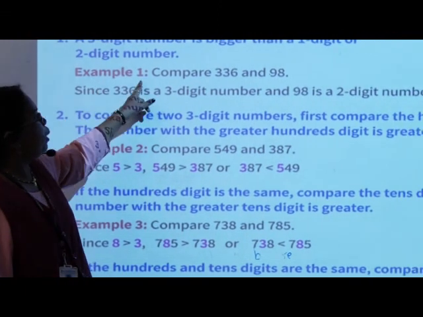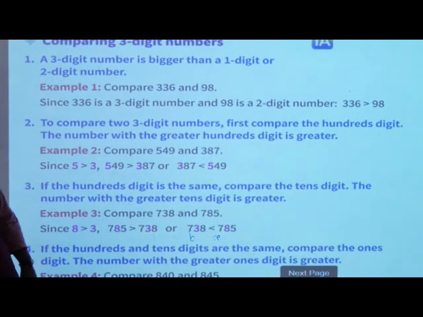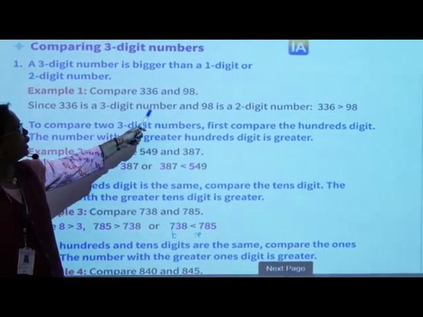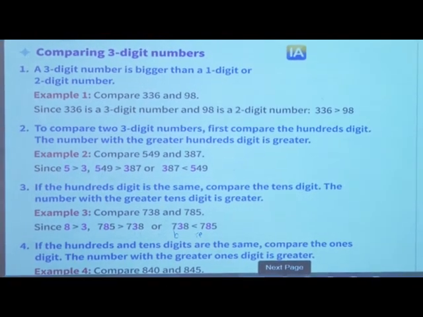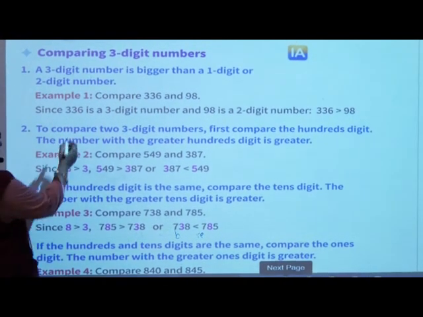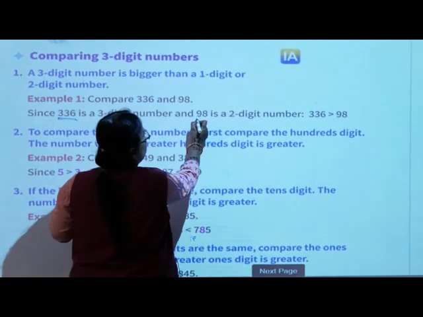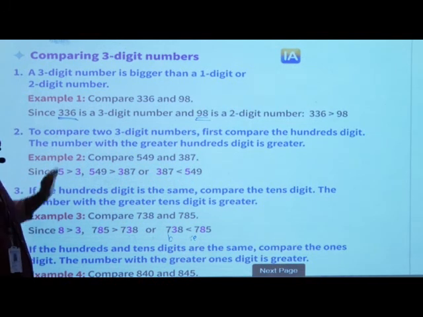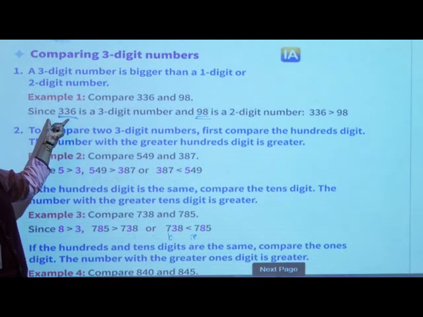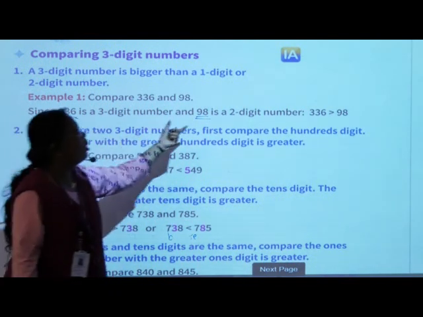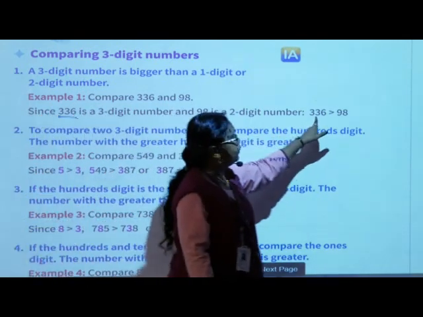Now see, example 1, compare 336 and 98. Since 336 is a 3-digit number and 98 is a 2-digit number. How many digits in 336? 3-digit number. And 98 is a 2-digit number. So you can tell which is the bigger number, 336 or 98? Yes, correct. The bigger number is 336.